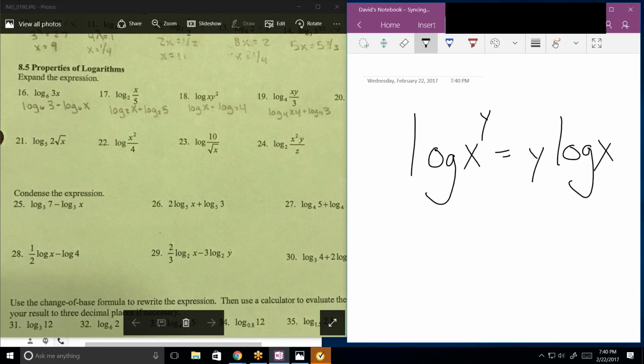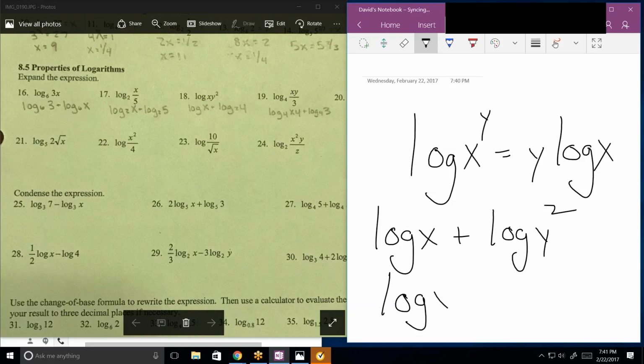So when I expand this, I get the log of x plus the log of y squared to begin with. And then I can take the 2 and stick it down. So I end up with the log of x plus 2 times the log of y.